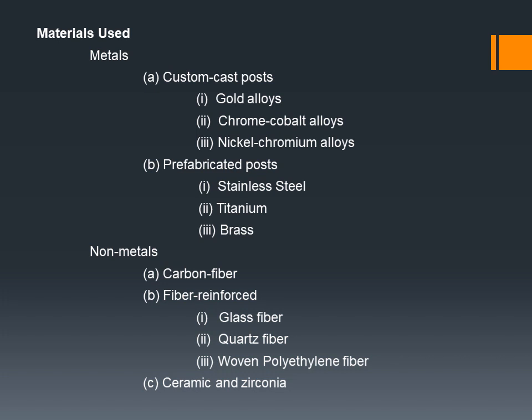Coming to the materials used to fabricate a post, under metal we have custom cast post, which are made up of gold alloys, chromium cobalt, and nickel chromium alloys. For prefabricated posts, we use stainless steel, titanium, and brass. Under non-metallic post, we have carbon fiber, and under fiber reinforced, we have glass fiber, quartz fiber, and woven polyethylene fibers. And lastly, we have ceramic and zirconia post.